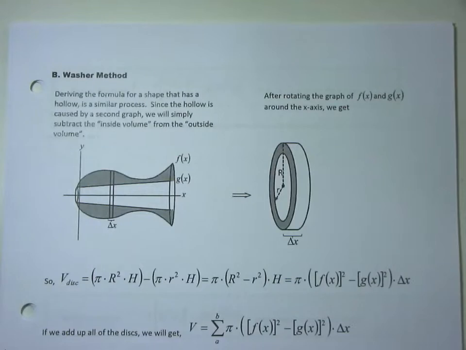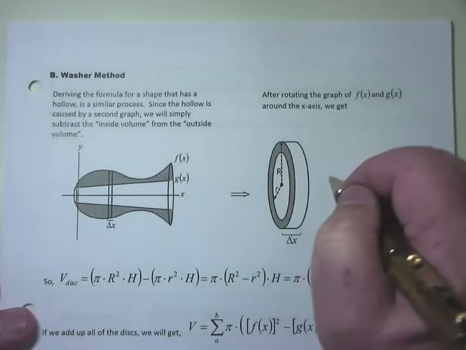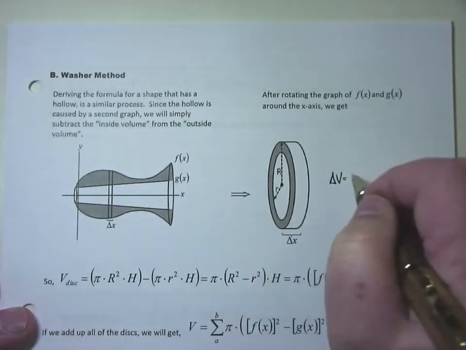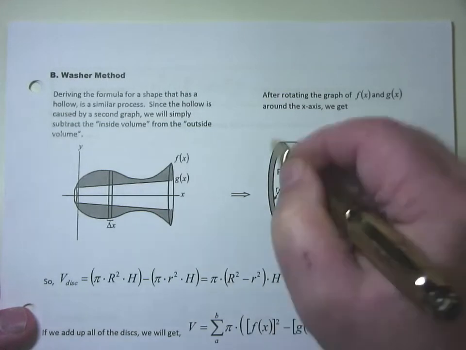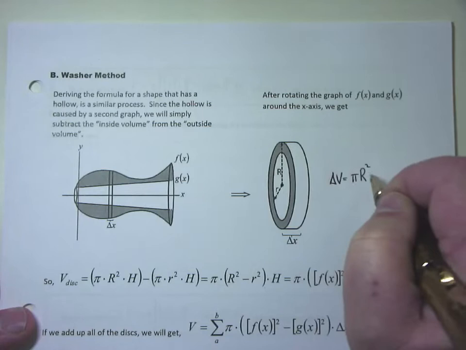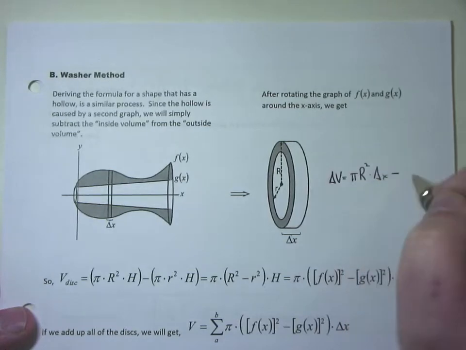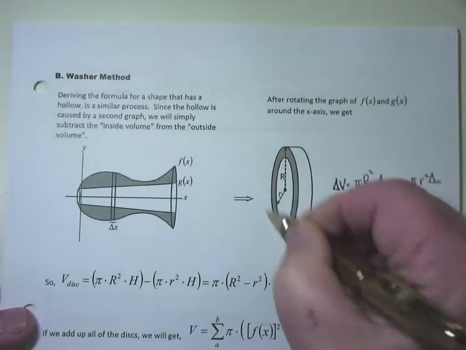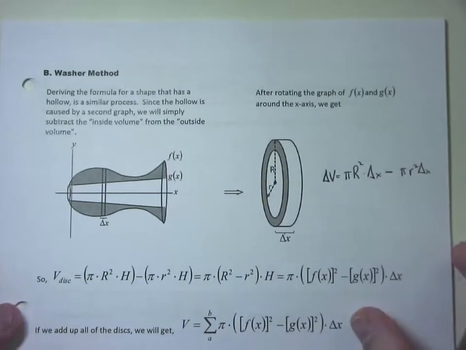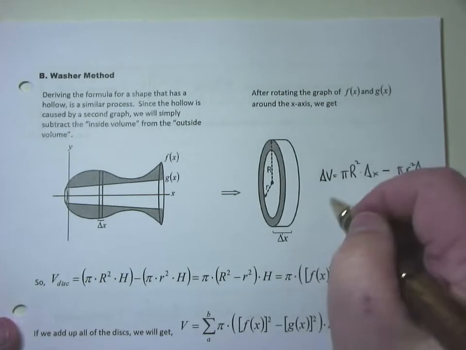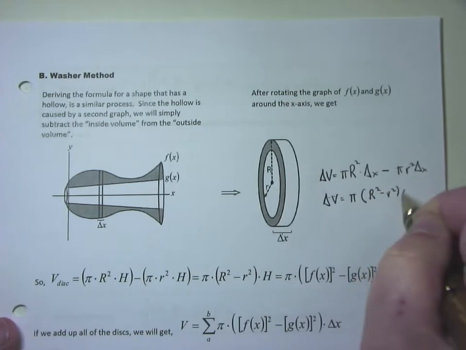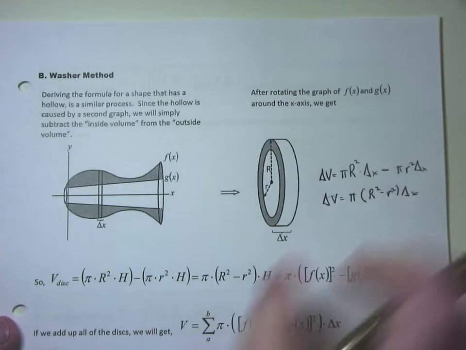So to come up with the volume, I'll call this delta volume, the change in volume of this little slice, which would be equal to the big cylinder, pi big R squared times delta x, but then you've got to take away pi times the little r squared times delta x. This is the big circle taking away the inner circle. Does that make sense? Now, because there's a pi and a delta x in common here, we're going to factor that out. It'll be pi times parentheses big R squared minus little r squared, and then factor out the delta x in the back. And that's where they're getting their little formula.